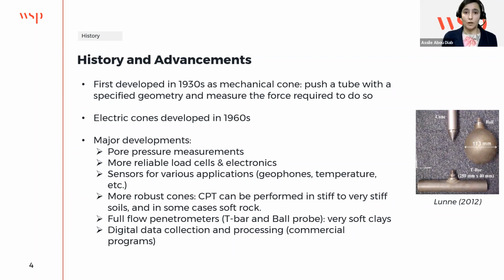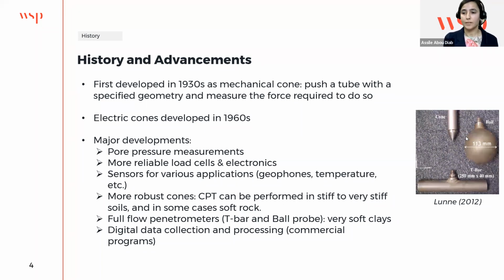And regarding the testing of very soft clays and tailings, I'll focus a bit on this because it's relevant to our oil sand applications and testing the tailings. We have the ball CPT and the T-bar that are more efficient to test very soft clays and tailings. It's because the strength of the tailings and the soft clays is very low, so even a small noise would affect the results. So by having a larger contact area, we can obtain more accurate measurements.